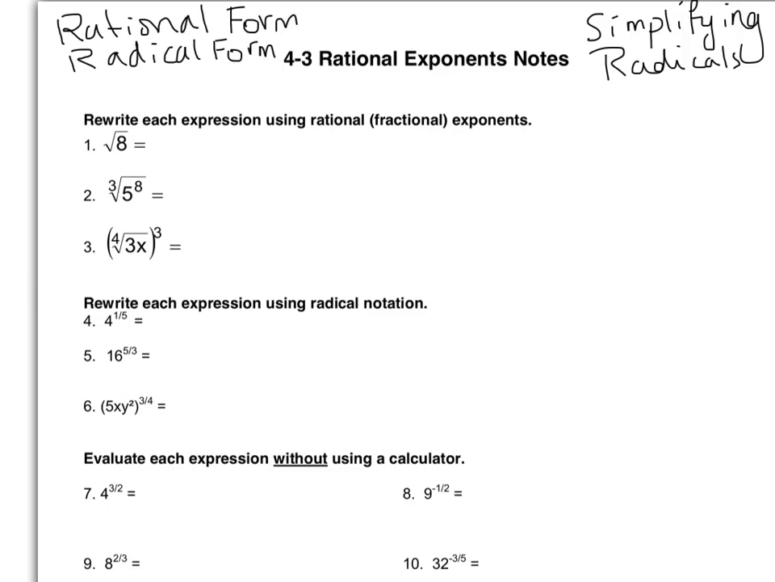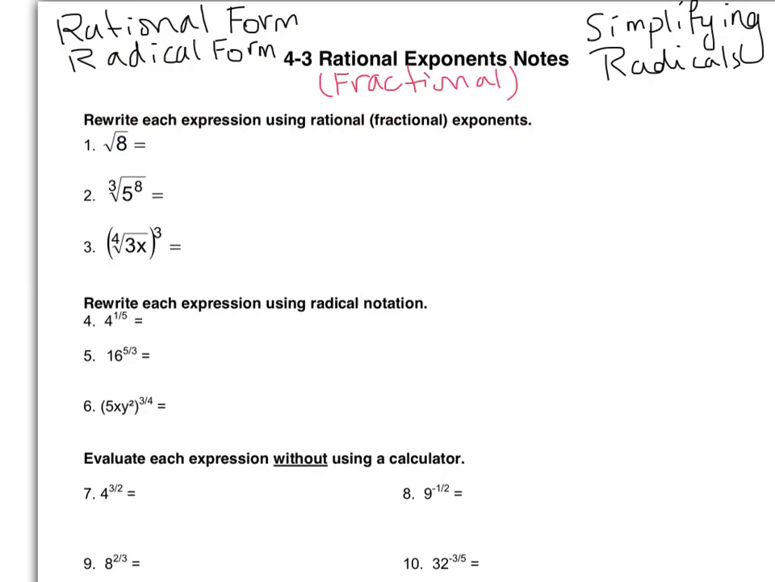In this lesson 4.3, we'll be exploring rational forms and radical forms in depth, and we're going to be simplifying radicals. Every time you say rational exponent, you mean an exponent that is a fraction. So rational means fractional exponents. Just like 4.2, but we're going to have more practice on that. Now let's look at the first question. Rewrite each expression using rational or basically fractional exponents.